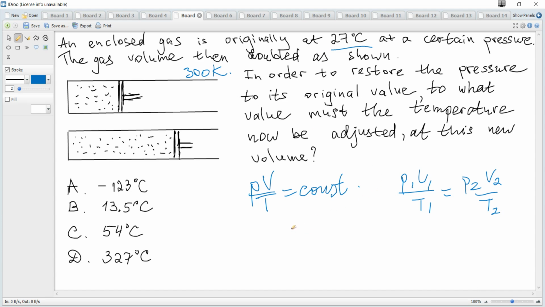And hence it becomes P1 V1 and temperature 300, and it becomes P2, V becomes 2 times larger, so 2 times V1, divided by T2, and the new pressure P2 should be the same, so P2 should be equal to P1, so it just cancels, and V1 also cancels, and you can see what T2 should be: 600 Kelvins.